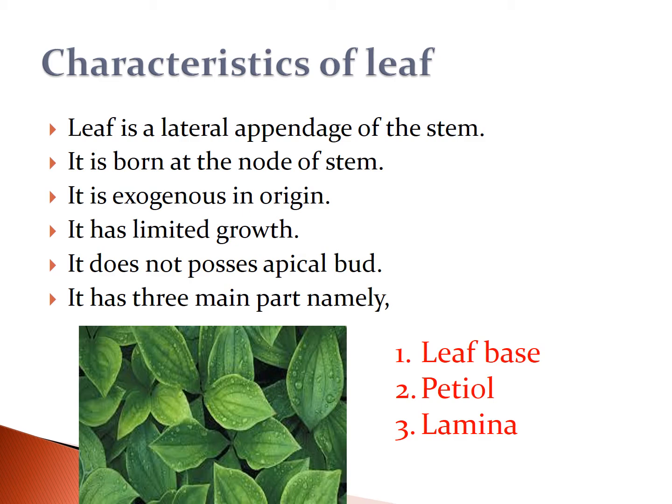It has three main parts, namely leaf base, petiole, lamina. Again, leaf base, petiole, lamina. These are the main three parts of the leaves. Okay, can you understand?